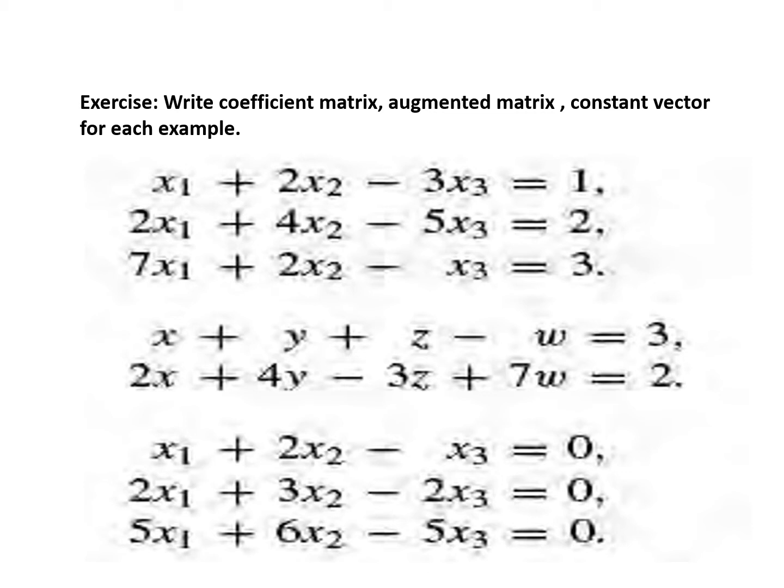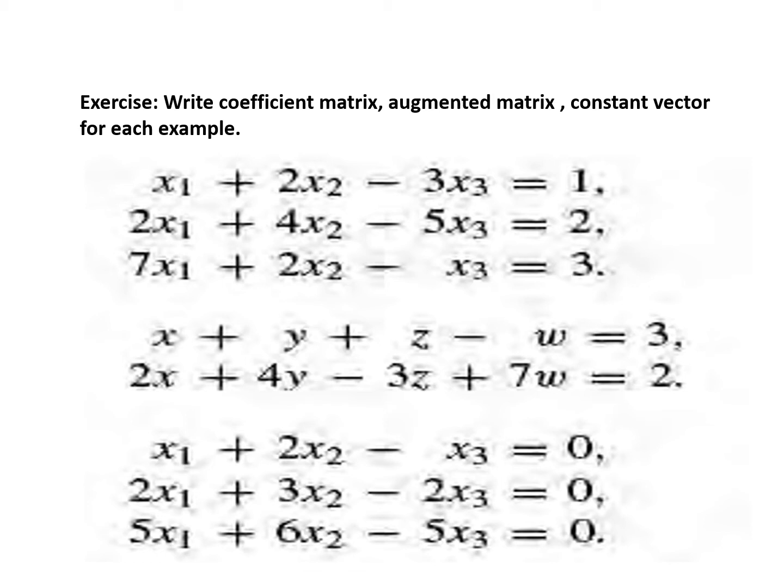You have to write the coefficient matrix A, the constant matrix B, and the augmented matrix A hash. In the second example, x plus y plus z minus w equals 3, 2x plus 4y minus 3z plus 7w equals 2. You have to write here the coefficient matrix A, the augmented matrix A hash, and the constant matrix B.